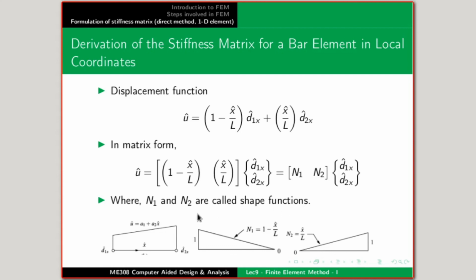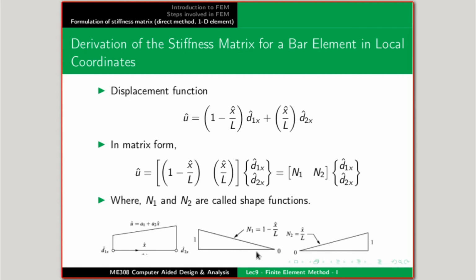If we plot the displacement along the length of the element, we have a displacement at node 1 of d1x and a displacement at node 2 of d2x. This is a typical distribution. As we assumed in the functional form, there is a linear variation in the displacement along the length of the element.